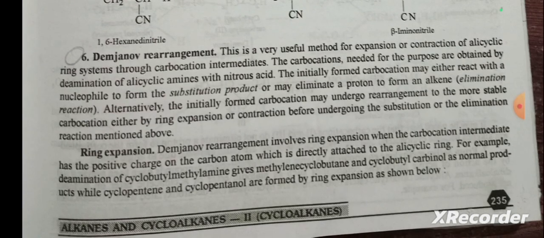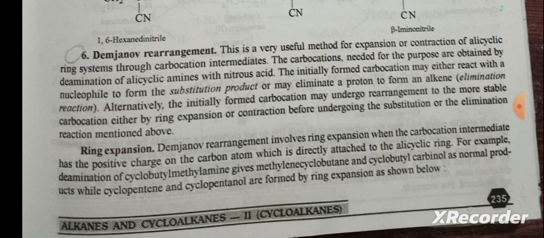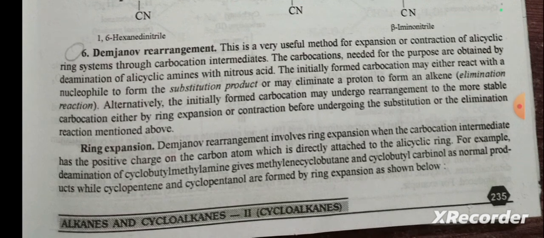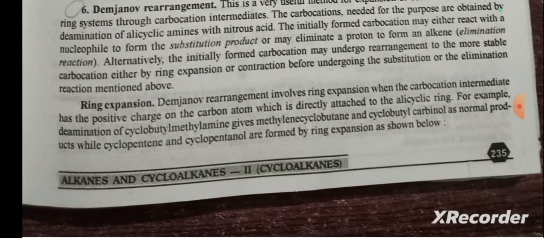6. Demjanov rearrangement. This is a useful method for ring expansion or contraction of alicyclic ring systems through the carbocation intermediate. The carbocations needed for the purpose are obtained by diazotization of alicyclic amines with nitrous acid. The initially formed carbocation may either react with a nucleophile to form the substitution product, or may eliminate a proton to form an alkene.